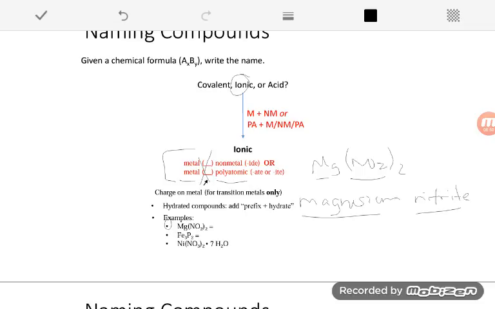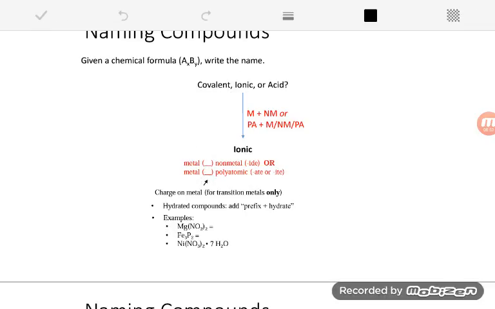Okay, now let's try another one. Now let's try one with a transition metal. Fe3P2. So I would start out the same way. Okay, I've got an ionic compound, so first things first, I'll name my metal. So my metal is iron.